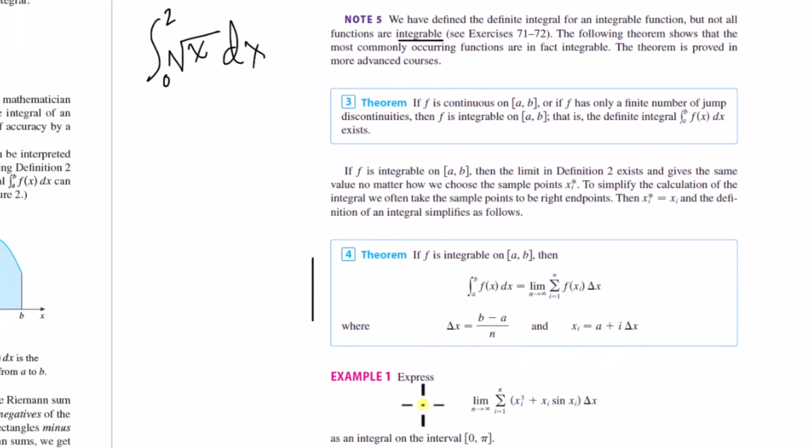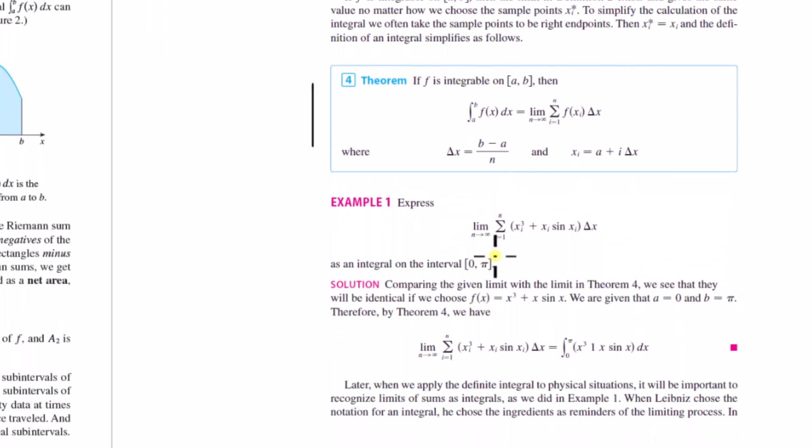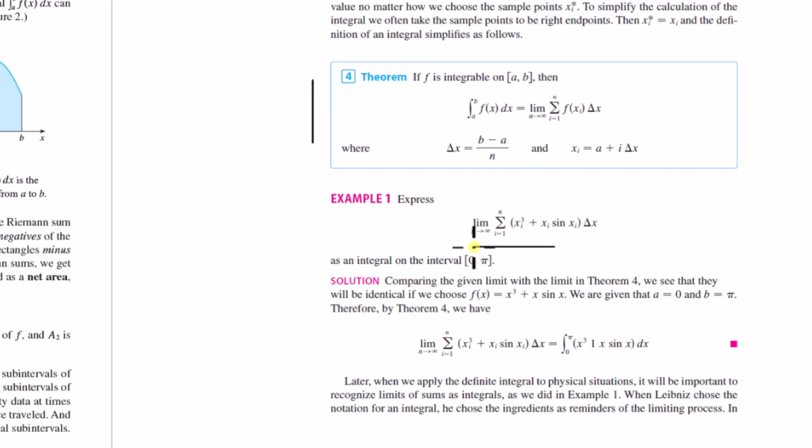Okay. So here they say express this as an integral. So they're saying write this like this. Write this as a definite integral. Write this in the integral notation. Okay. Now, if we compare these two forms, we can see that this is the same form as this, and so from there, you can just write.